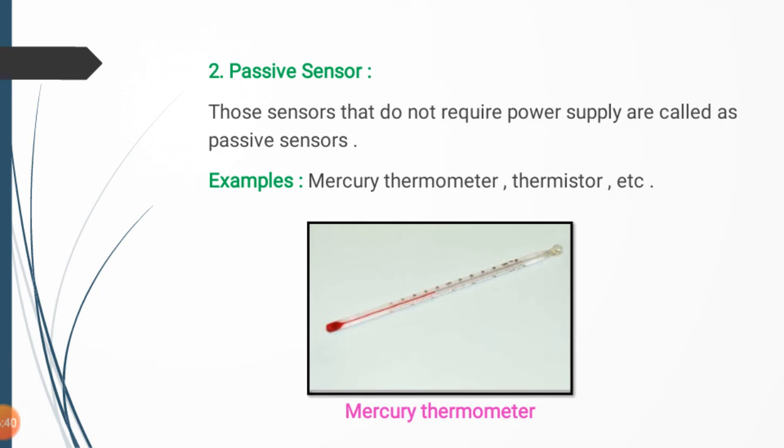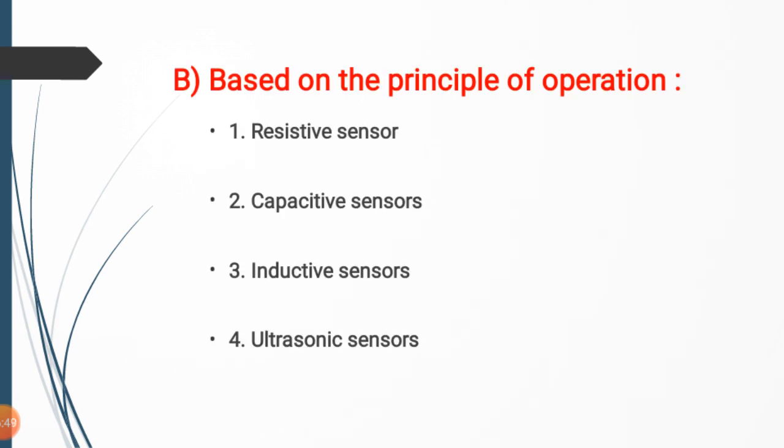This is all about the active sensor and passive sensor, which are based on the requirement of external power supply. Now the next type is based on the principle of operation. There are different types of sensors with different operating principles. First type is the resistive sensor, second is the capacitive sensor, third is the inductive sensor, and the last one is the ultrasonic sensor.